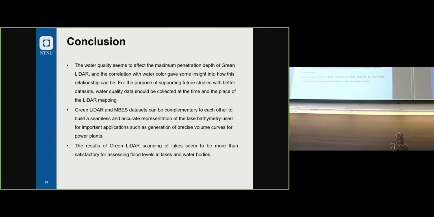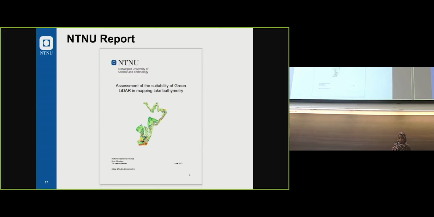The multi-beam echo sounder and the LiDAR can work together. They can be complementary to each other. The multi-beam echo sounder can be used for measuring, for example, deep parts, and the LiDAR can be used for measuring moderately deep to shallow parts. These can be used, for example, to make volume curves for power plants, or maybe for flood analysis. And more details can be found in the NTNU report.